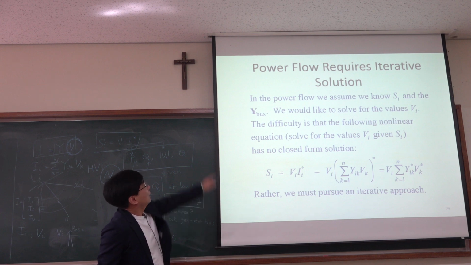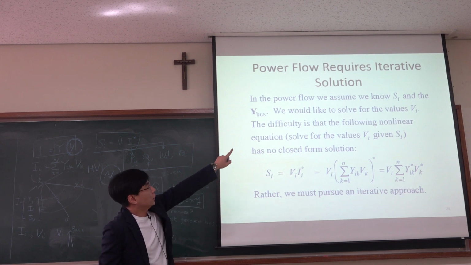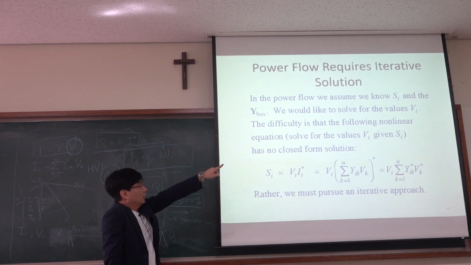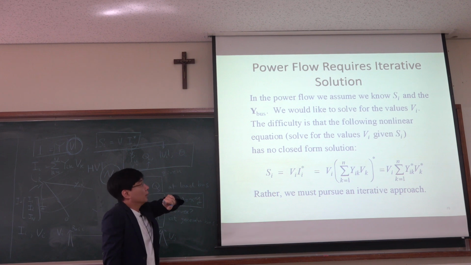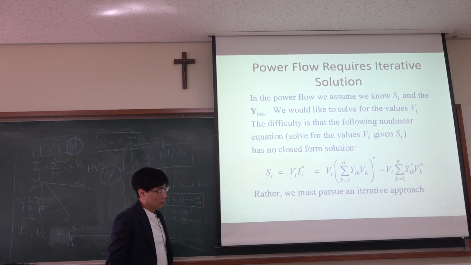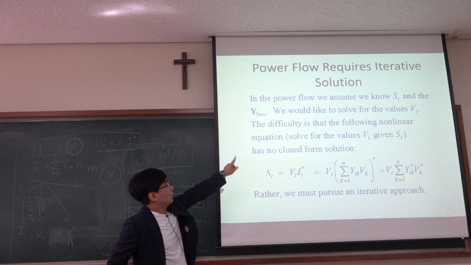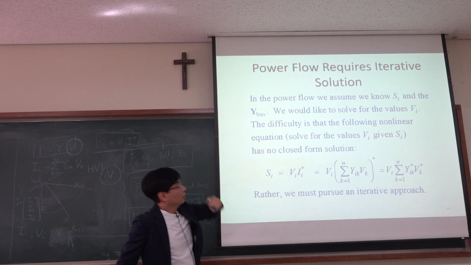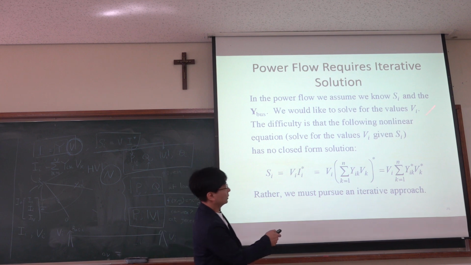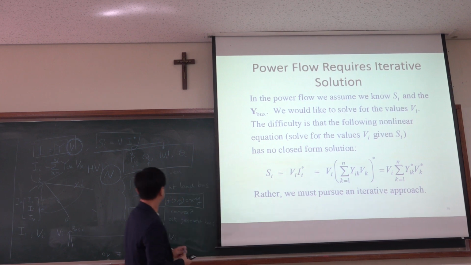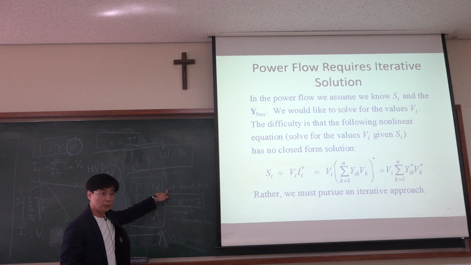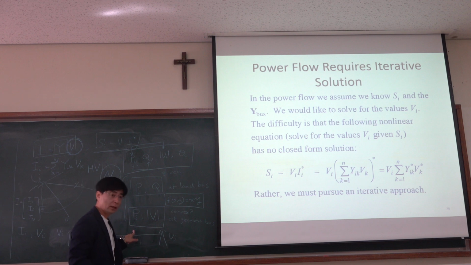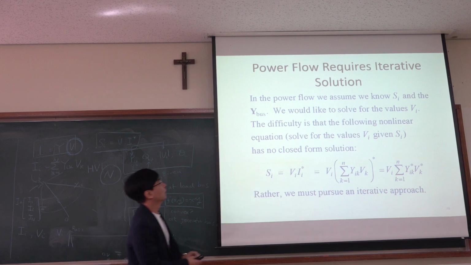So power flow requires an iterative solution. In the power flow, we assume we know S_i at the load bus and the bus admittance matrix. Then we would like to solve for the values V_i, and that V_i is complex, so voltage magnitude and phase angle at the load bus. And for the generator bus, we need to compute the reactive power and the voltage angle.